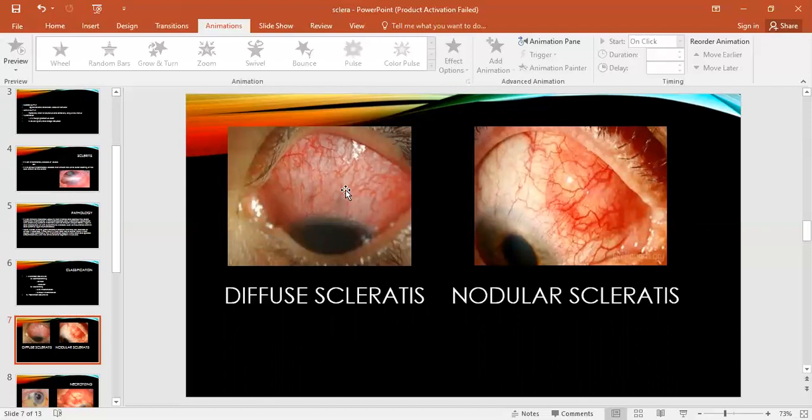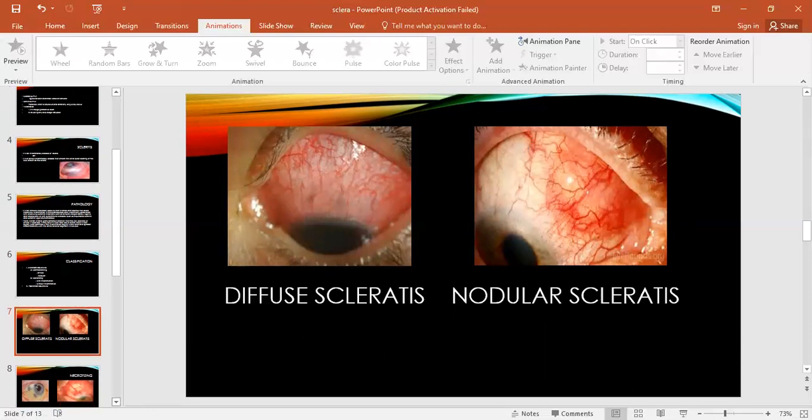In diffuse scleritis, redness involves the entire globe, the entire sclera. Here we see the inflammation involves the whole sclera. Whereas in nodular scleritis, only one region is involved, and only a red nodule is visible in that region, which cannot be moved. Visual impairment occurs in 25% of the cases. These both are part of anterior scleritis.